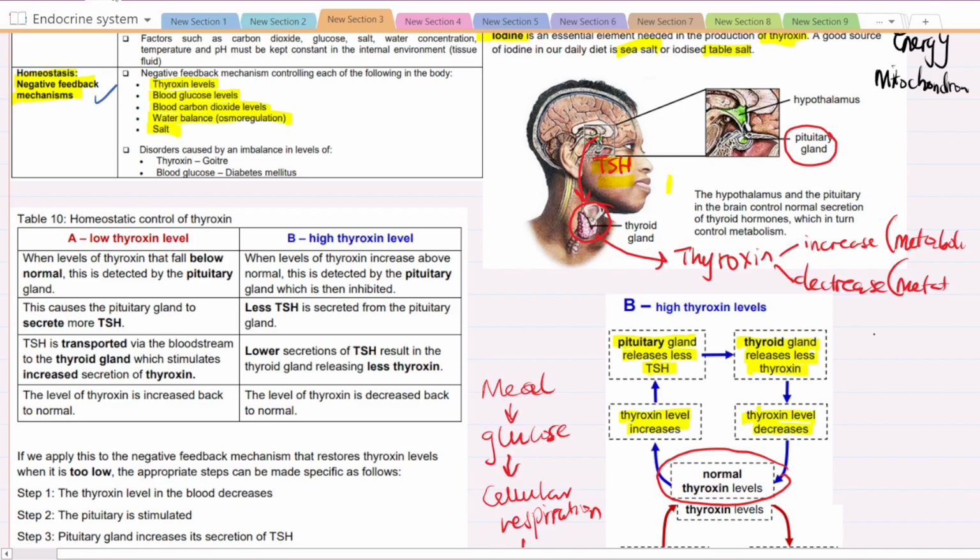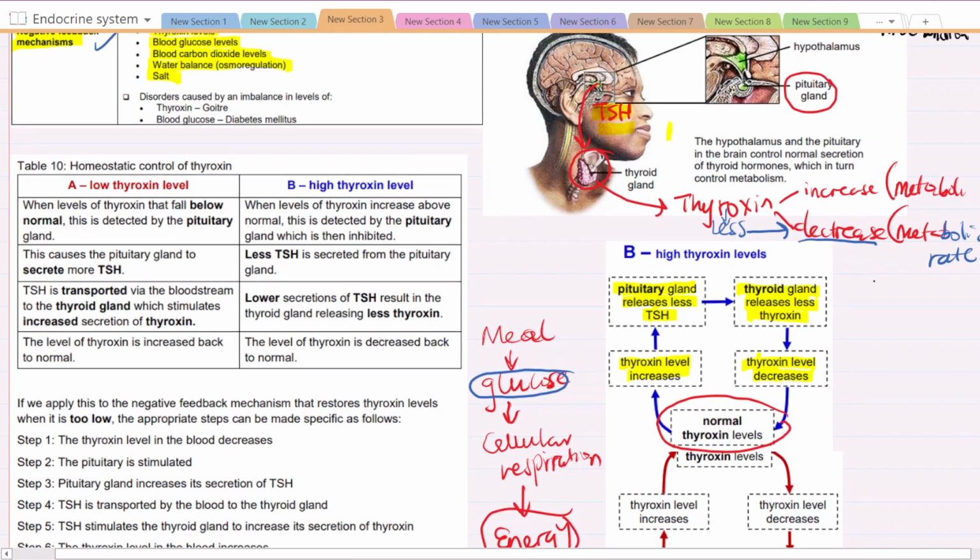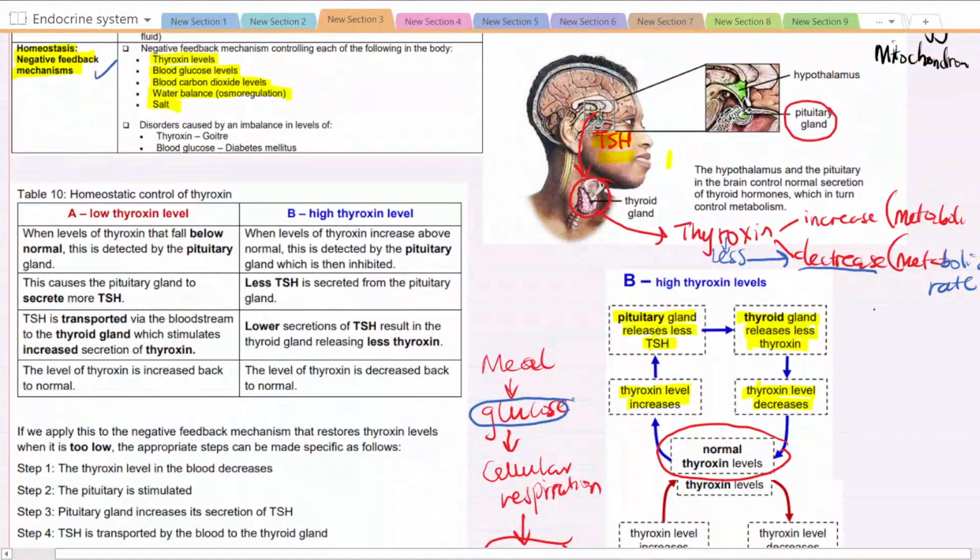So this is less thyroxine, and if less thyroxine is released, this will cause a decrease in the metabolic rate. So it means that the glucose will be less broken down, and your metabolic rate will slow down. And in this case, whenever your metabolic rate slows down, we see a weight gain. We see a weight gain because it means that more glucose is stored.